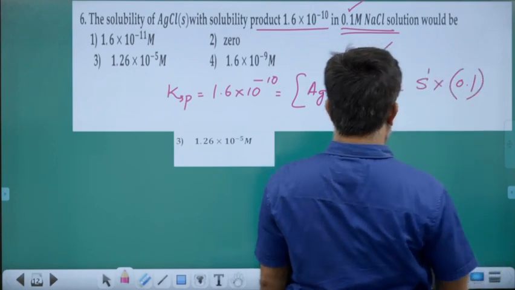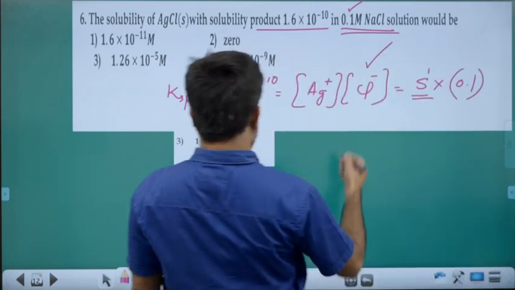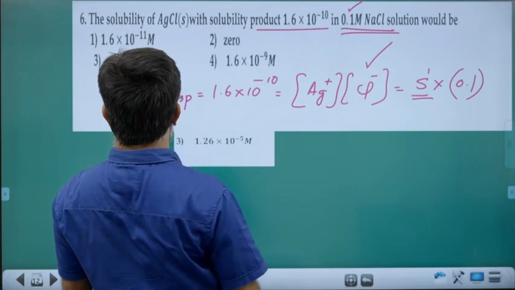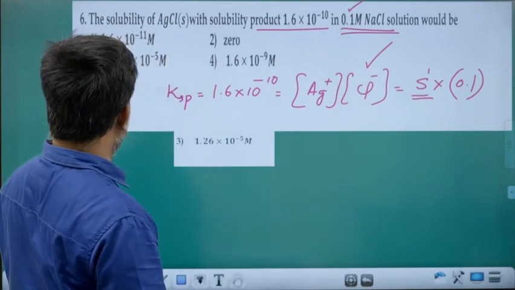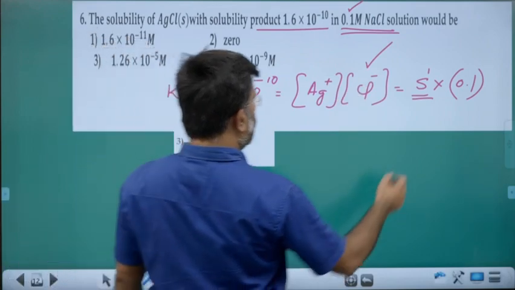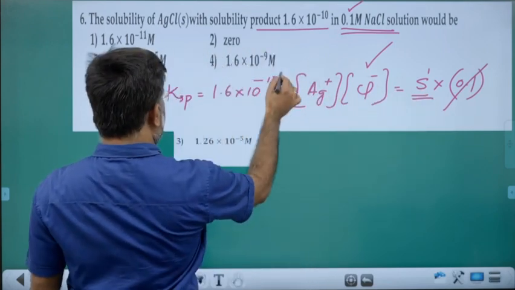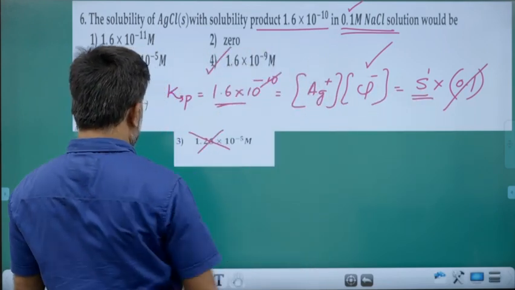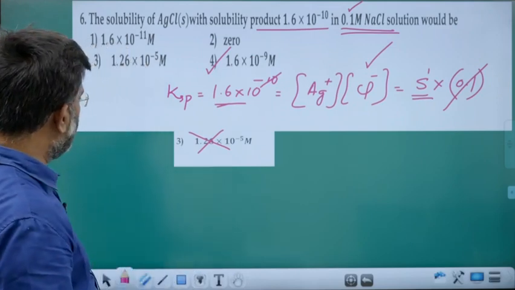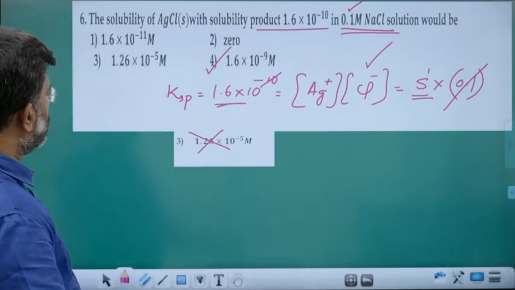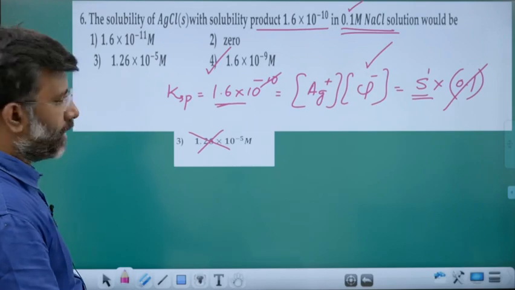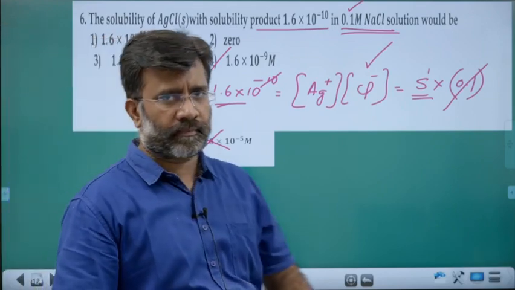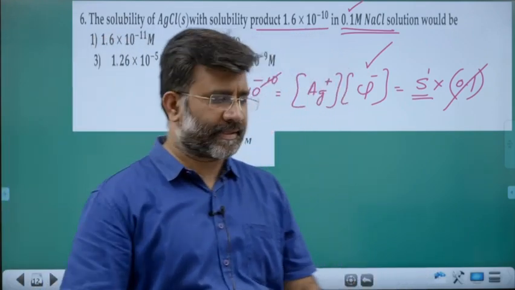So 0.1. So this is new solubility. New solubility is what is asked for. So it will be 10 power minus 1. It cancels here. Option 4 is the correct answer, not 3. Option 4 is the correct answer, 1.6 into 10 power minus 9. Okay. Next.